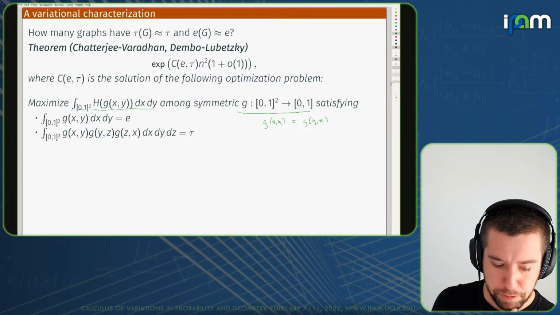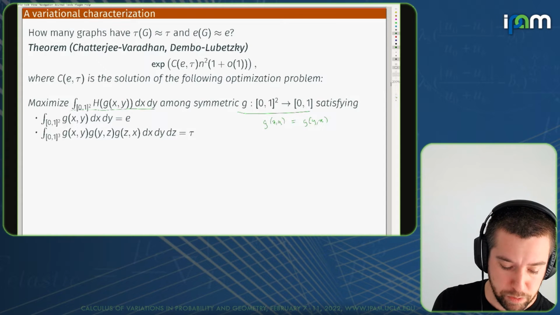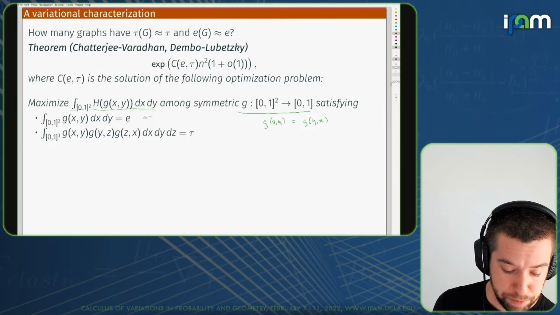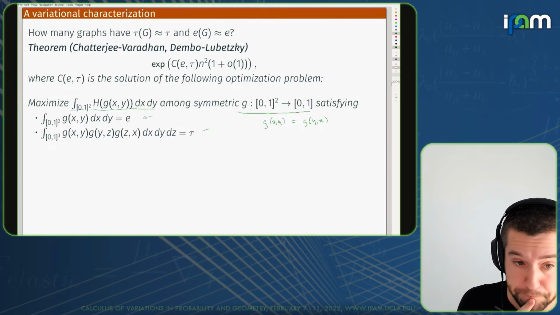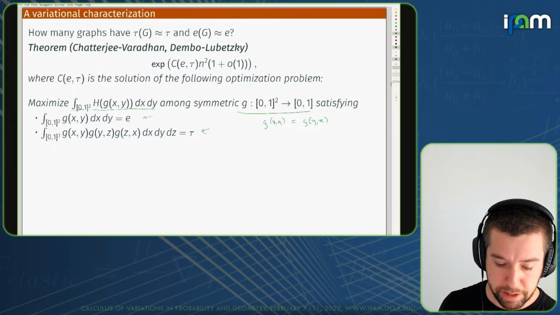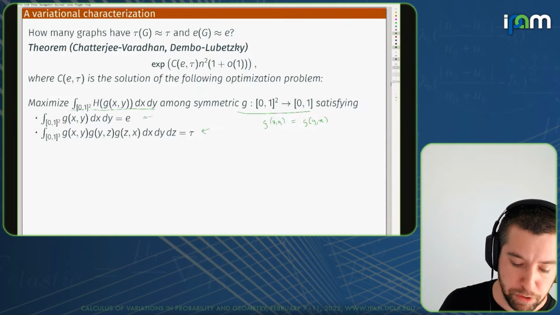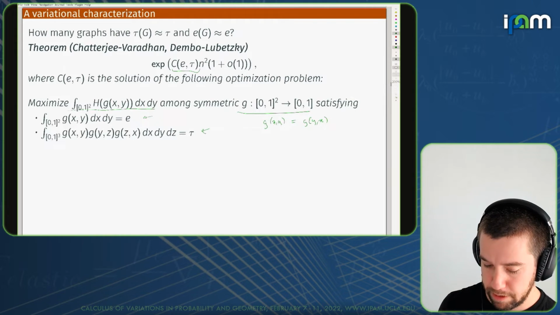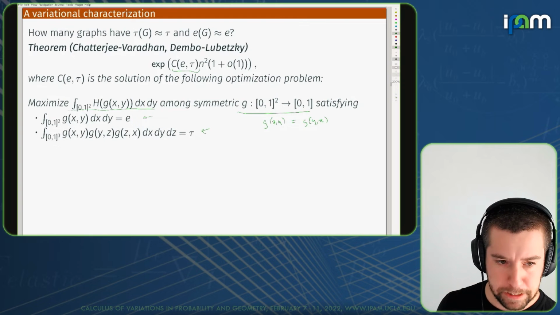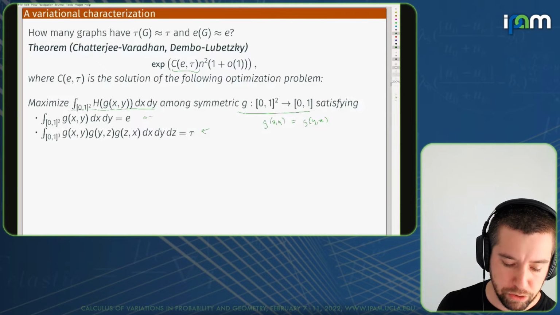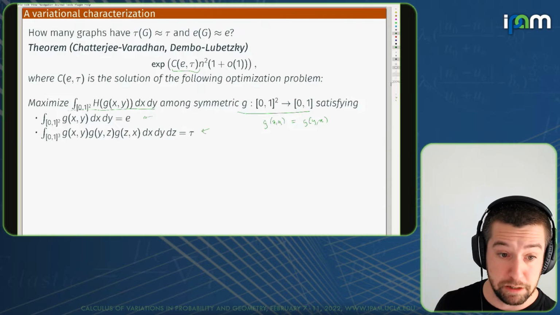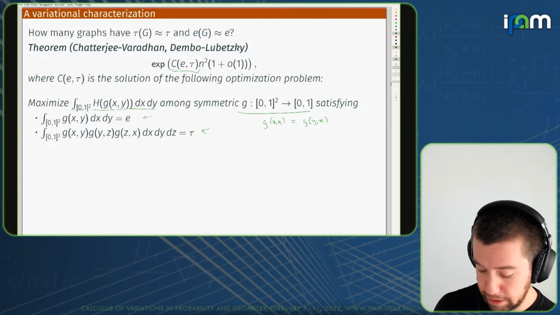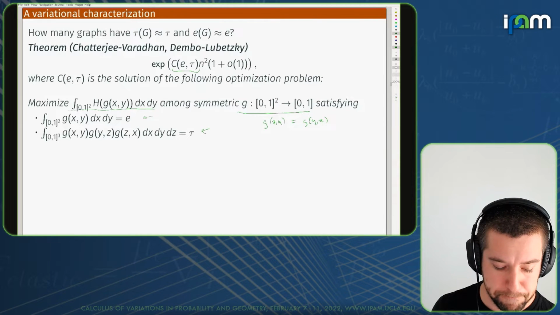So remember, h is my binary entropy function. And I have two constraints. The first one is that the double integral of g should be e, my edge constraint. And the second is that this funny triple integral of g should be tau, my triangle constraint. Okay. So this is the characterization of the leading term in the exponent of the number of graphs with edge density e and triangle density tau. And now the whole point is that it's not great, maybe, that we don't have a more explicit form for this constant. So that's what we're about in this talk.